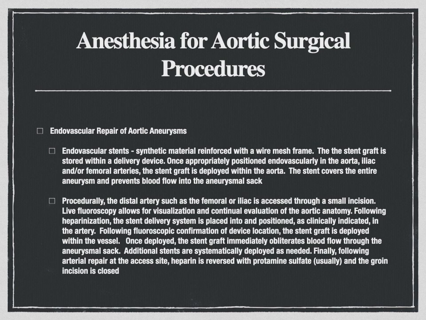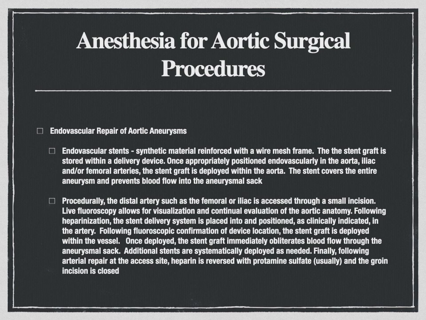A bit about the endovascular device itself. The endovascular stents are made of a synthetic reinforced material with a wire mesh frame. This graft is stored in a delivery device, and once it's appropriately positioned endovascularly in the aorta, iliac, or femoral arteries, the stent graft is deployed. The stent covers the entire aneurysm and prevents blood flow into the aneurysmal sac.